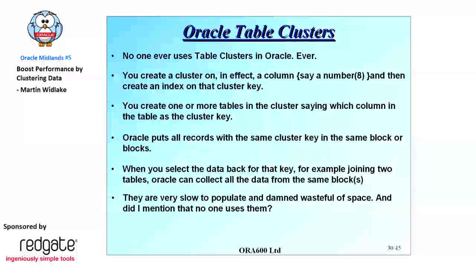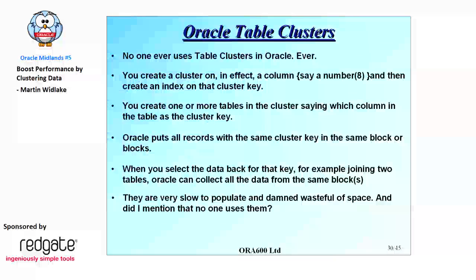When you select the data back for that key, so if you select all the records for a certain ID, you know they're all going to be in the same block and they're going to be fetched. If you often have a table with a relatively low number of sub-records and you're always joining them together, a cluster will keep the data together, and that join, Oracle will implement it by collecting the information from that block or blocks.